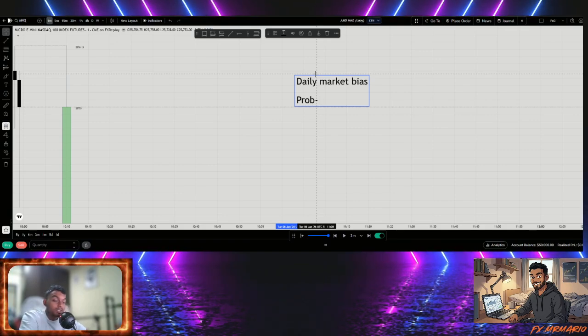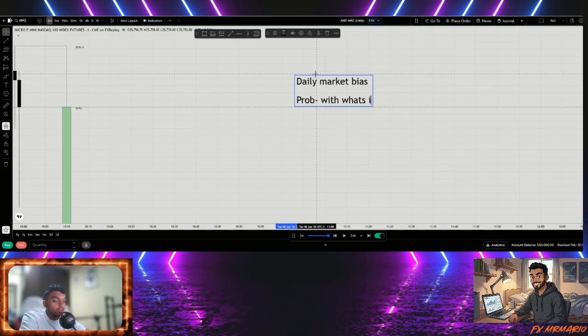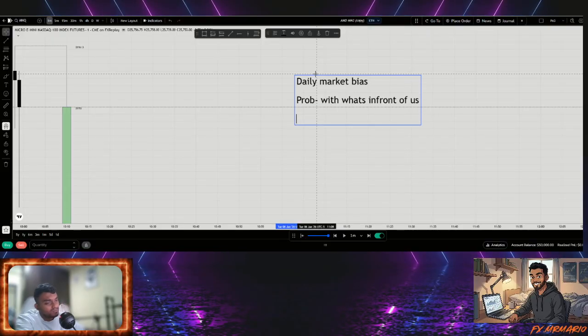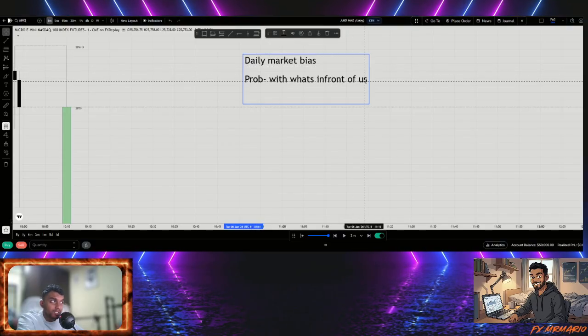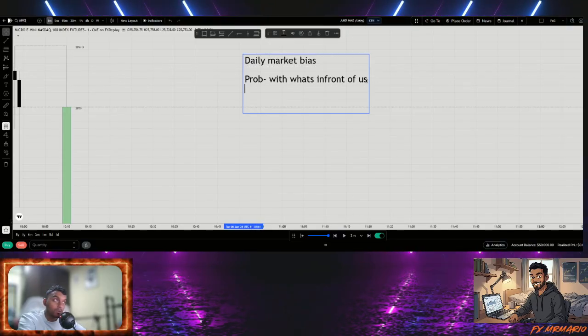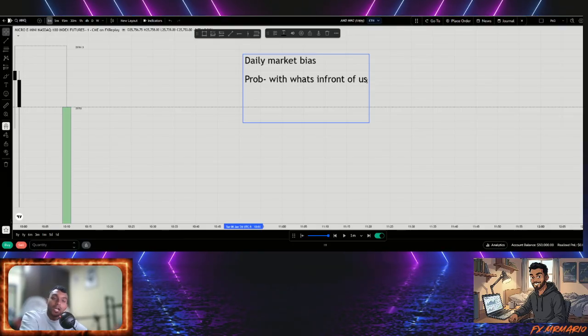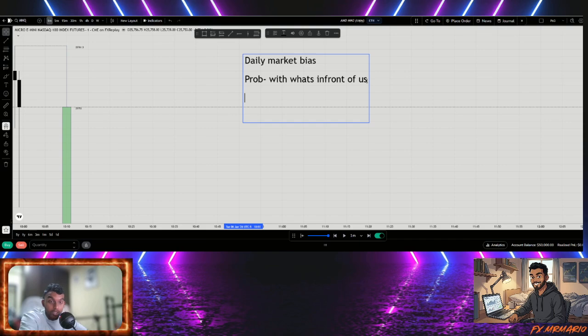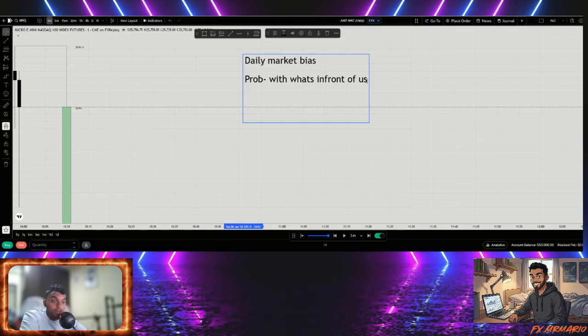How are we going to find this? It's basically with what's in front of us. So it's making an educated guess with whatever information that we have as of now, right? That's basically what probability in daily bias is. So do we have a higher chance going up or do we have a higher chance going down? That is about it. You can never ever, remember this, guess the market 100% correct all the time. You can never do that. No one can ever do that.